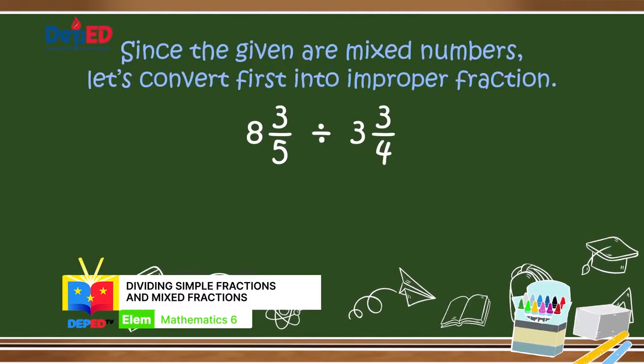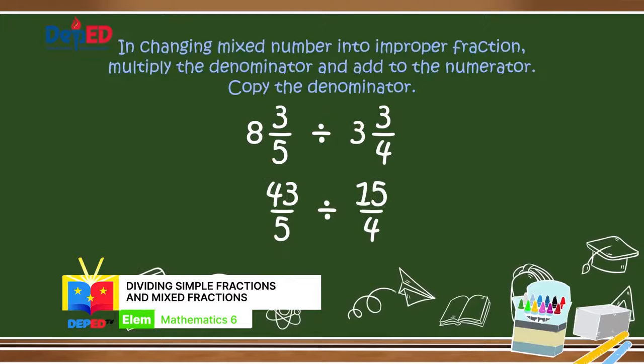Since the given are mixed numbers, let's convert them first into improper fractions. In changing a mixed number into an improper fraction, multiply the denominator and add to the numerator. Copy the denominator. 8 3/5 divided by 3 3/4 equals 43/5 divided by 15/4.